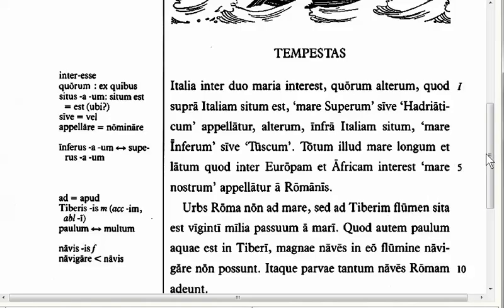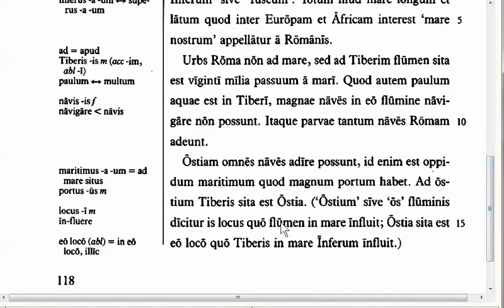The next feature I want to point out is in line 8, and we have here quod autem paulum aquae est in Tiberi, magnae naves in eo flumine navigare non possunt. But because there's little water in the Tiber, big ships are not able to sail in that river. The case of aquae here is genitive, of water. Why? Because, again, like we saw with alterum quorum up above, a little bit of water is literally how this would be translated. We would say a little water. The Romans said a little bit of water. This is a partitive with a neuter word, paulum. Because there's little water, there's little of water. Partitive.